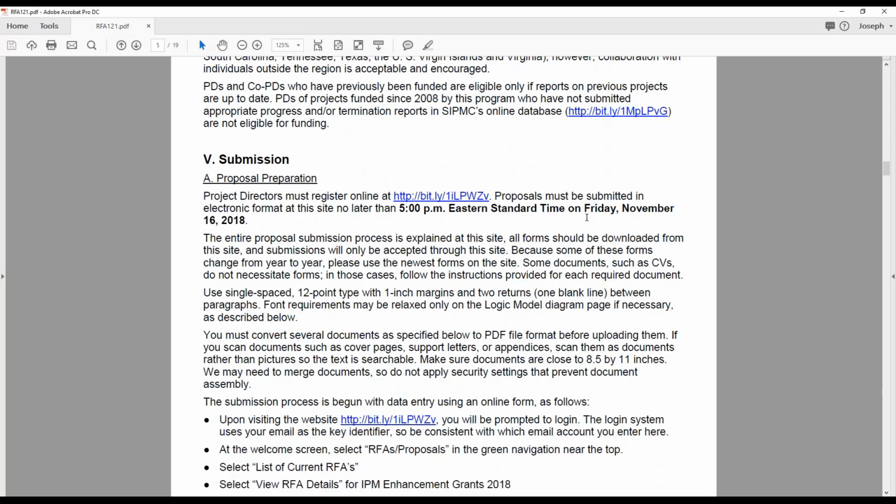Very important: the deadline for all of these grants is November 16th, 2018, 5 p.m. Eastern Time. If you are in Central Time, make sure to watch your clocks. At 5 p.m. Eastern Time, we close the proposal management system. So if you were in the middle of submitting something and it wasn't quite there, I'm sorry. The deadline is 5 p.m. Eastern Time. It will be closed, and that's the rules we work by.